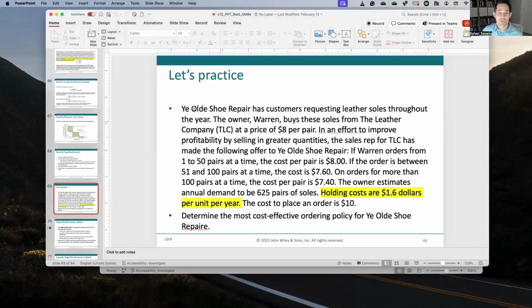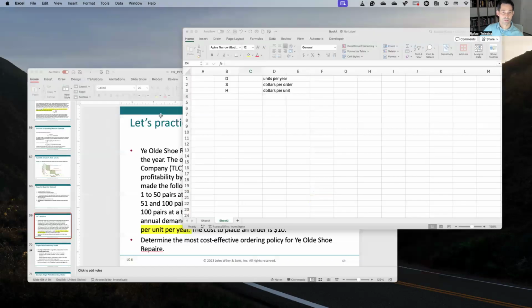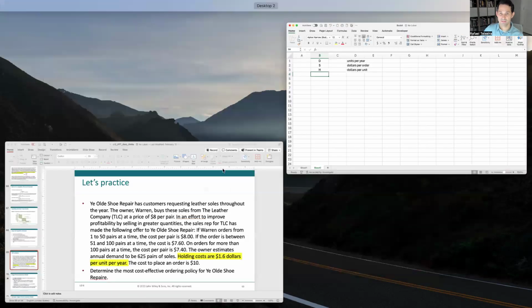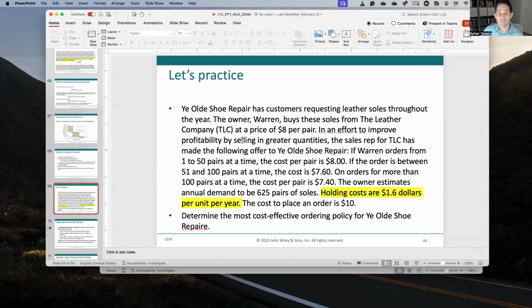Old Shoe Repair has customers requesting leather soles throughout the year. The owner, Warren, buys these soles from the leather company TLC at a price of $8 per pair. So that's the cost, but let's keep reading because this cost should be different. In an effort to improve profitability by selling greater quantities, the sales rep for TLC has made the following offer to Old Shoe Repair. If Warren orders 1 to 50 pairs at a time, it costs $8.